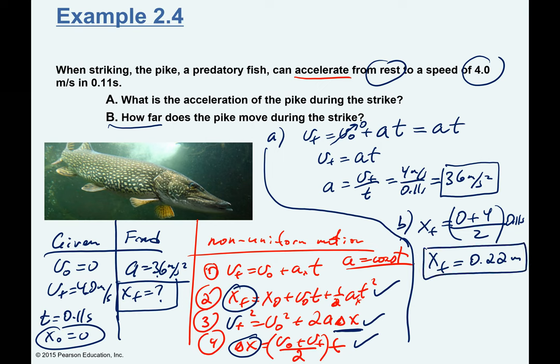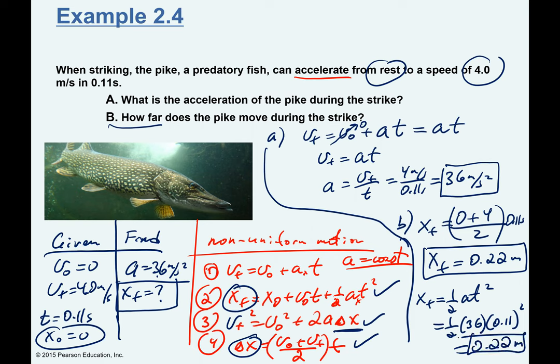That's it, I'm done. Same way, I could have used equation two, where x final equals x initial, which is zero, plus v initial times time. Well, v initial is also zero, so plus zero. Then plus 1/2 acceleration times time square. Acceleration is 36, time is 0.11, well, I'm out of room, let me do it like this. Since those things are zero, it becomes 1/2 a t square. So 1/2 times 36 times 0.11 square. Again, I'm going to get 0.22 meters, same thing, right?